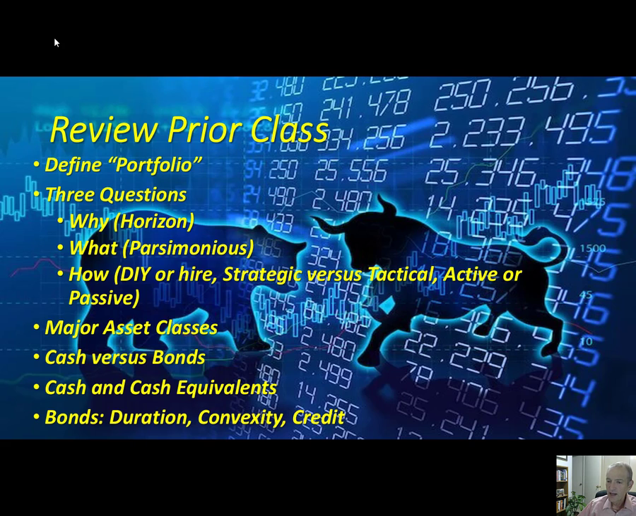Credit, the categories there, we talked about high quality, including governments, medium quality, which is all those triple Bs, and then low quality, which is all the below investment grades, also known as junk bonds, high yield bonds. So I didn't define it. You define credit as the ability of the borrower to repay, or the probability of default or bankruptcy.